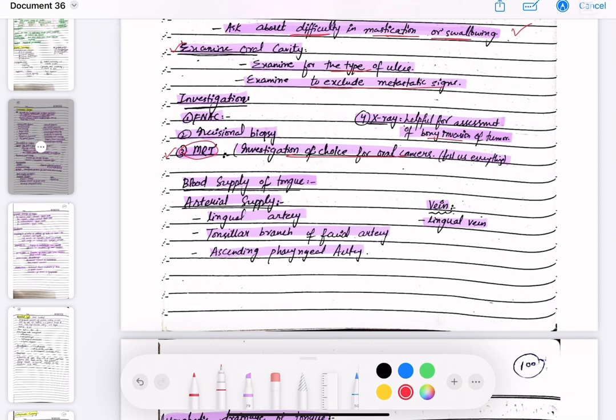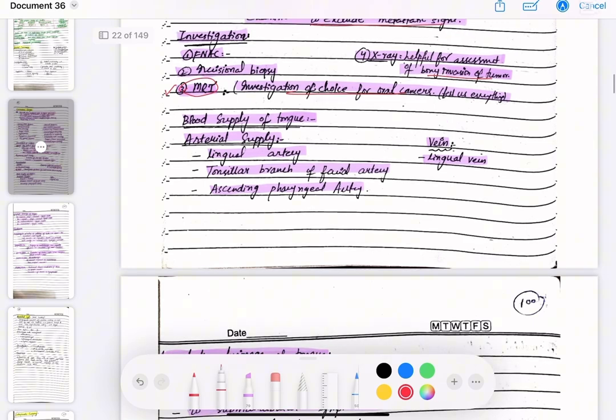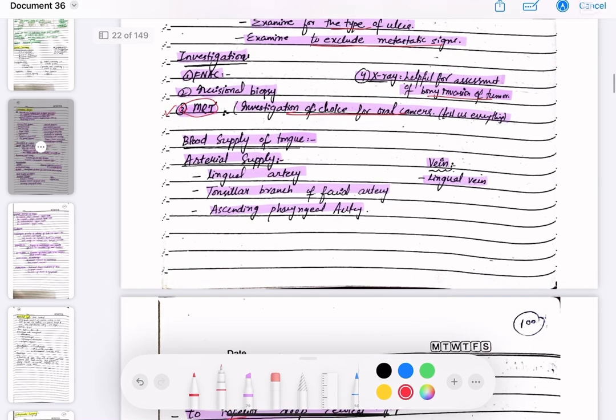The blood supply of the tongue is arterial supply and venous supply. The arteries that supply the tongue are the lingual artery, the tonsillar branch of the facial artery, and the ascending pharyngeal artery. And the vein is the lingual vein.